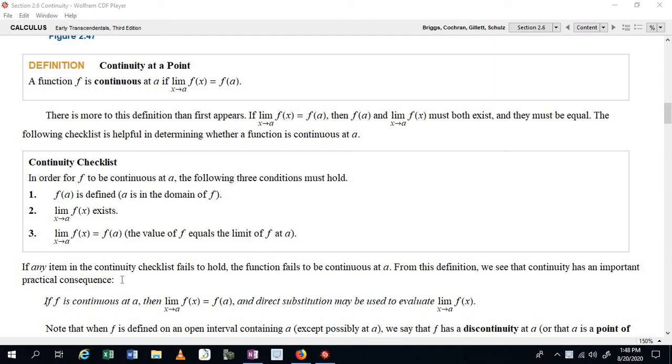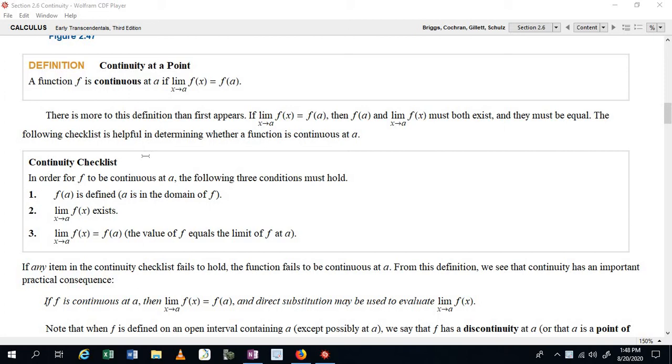Hello again. In this video, we're going to go over section 2.6, part 2, which is about continuity. Now, in the last video, we talked about continuity at a point. And just as a reminder, the definition of continuity at a point says a function f is continuous at a if the limit of f of x as x approaches a is equal to f evaluated at a.